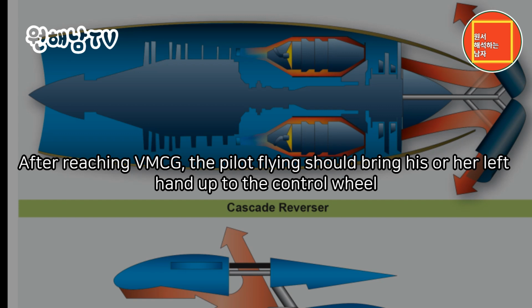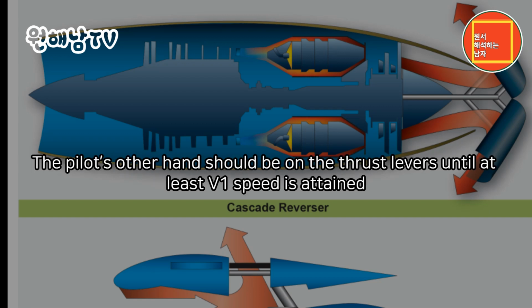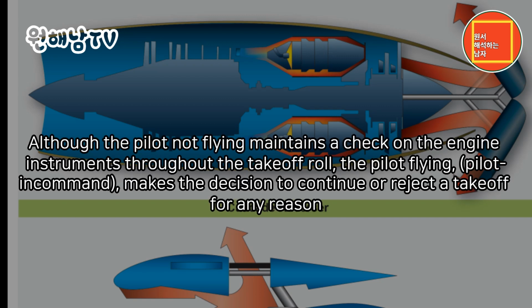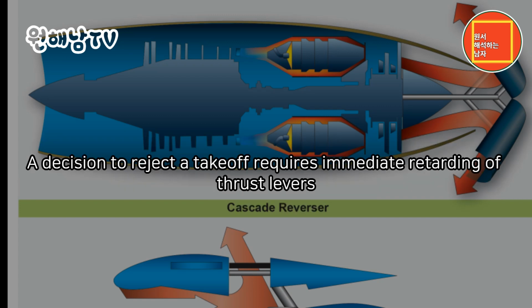After reaching VMCG, the pilot flying should bring his or her left hand up to the control wheel. The pilot's other hand should be on the thrust levers until at least V1 speed is attained. Although the pilot not flying maintains a check on the engine instruments throughout the takeoff roll, the pilot flying, pilot in command, makes the decision to continue or reject a takeoff for any reason. A decision to reject a takeoff requires immediate retarding of thrust levers.